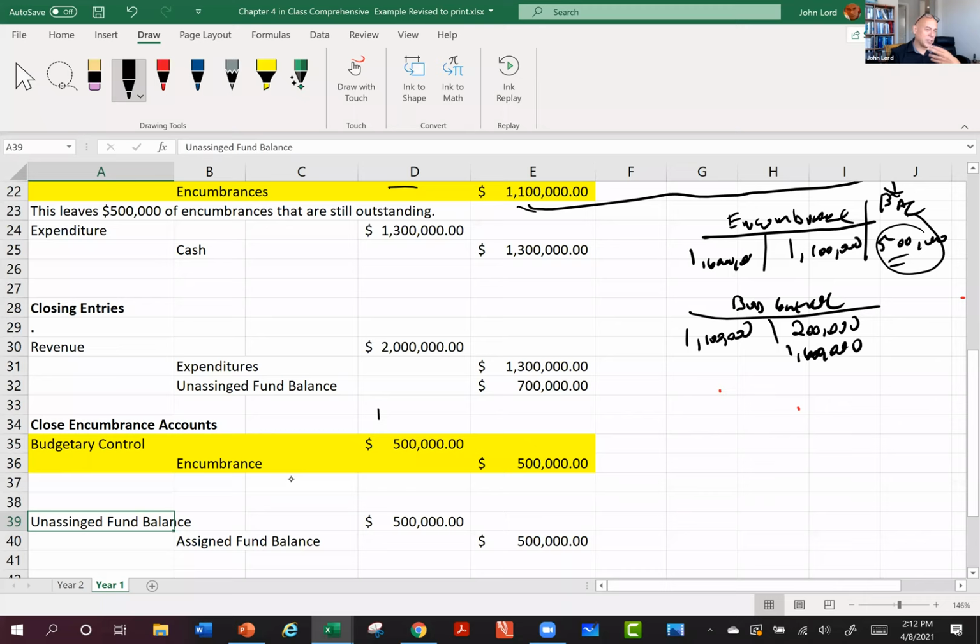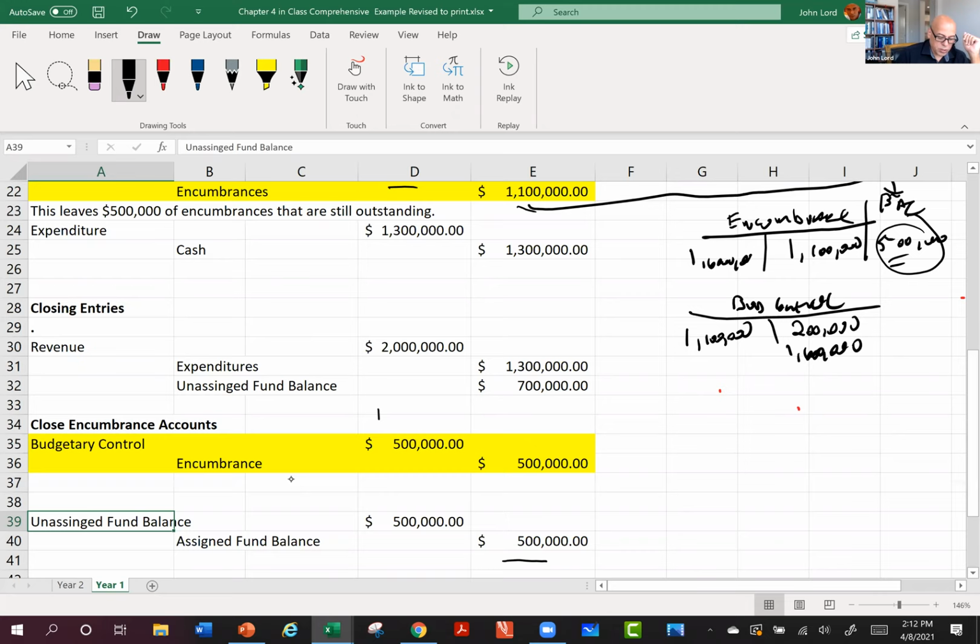So if it's something that's routinely purchased and all they got to do is cancel it, then we don't want to show that money as unassigned, because the city managers have made a decision as to how they intend to spend that money. So we're going to show it as assigned. So we go ahead and debit the unassigned, credit the assigned for the $500,000 that we want to show as something the city managers have made a decision as to how they intend to spend that money.